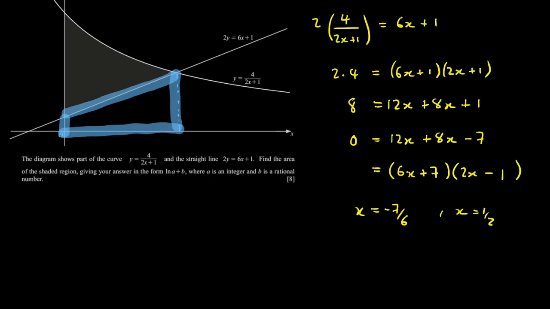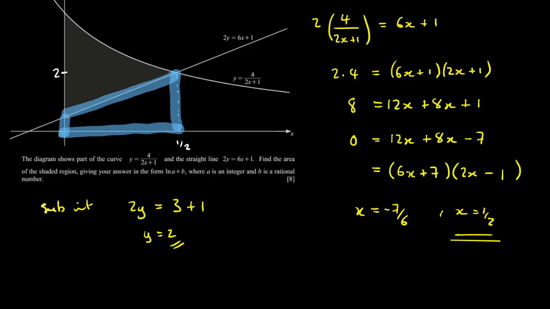Now, which of those answers are we interested in? We're interested in that one because it's the positive answer. This guy is not relevant for us. So we now know that this coordinate here is a half. So if x is equal to a half, we should be able to find the y coordinate there, which we can do by substituting into one of the equations. So 2y is equal to 6 times a half, which is 3, plus 1. So 3 plus 1 is 4. So y is going to be equal to 2. So the y coordinate there is going to be 2.